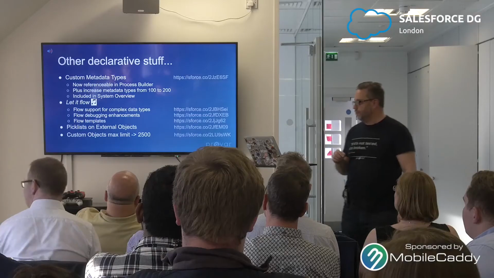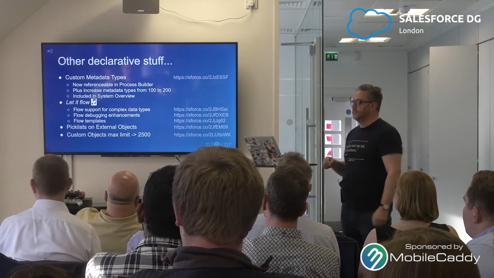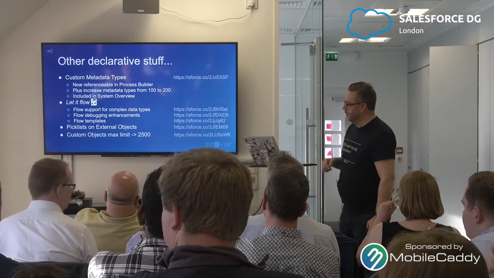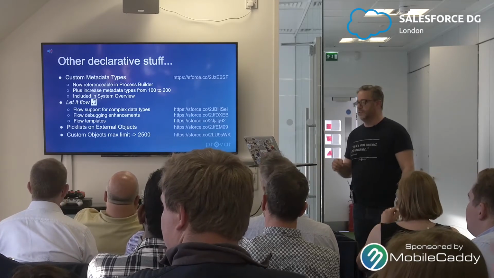Some more declarative stuff, custom metadata types. So now referenceable in Process Builder, so that's quite nice. Limits doubled from 100 to 200. Included in the system overview, so you can see how many you've used in terms of the capacity when you go into system overview in the setup, so that's quite nice.